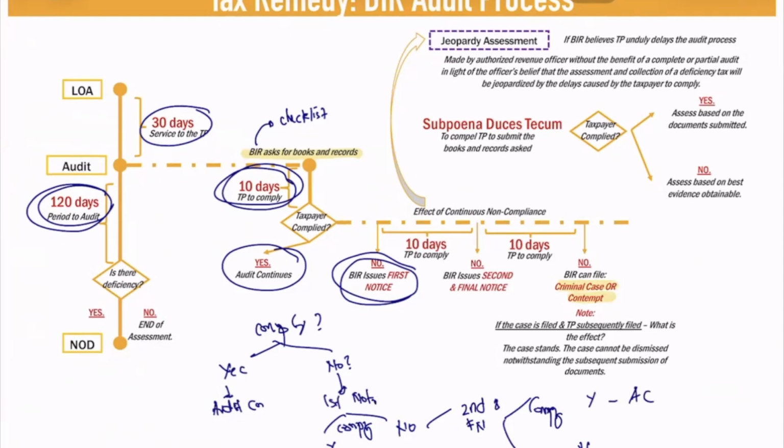Now, what if really there is no compliance? If there is no compliance, we have the so-called jeopardy assessment. What is the jeopardy assessment? If the BIR believes that the taxpayer unduly delays the audit process, there can be a jeopardy assessment. It is made by an authorized revenue officer without the benefit of a complete or partial audit, in light of the officer's belief that the assessment and collection of a deficiency tax will be jeopardized by the delays caused by the taxpayer to comply.